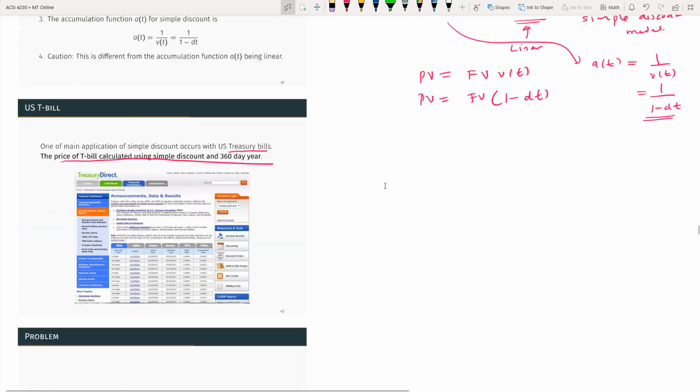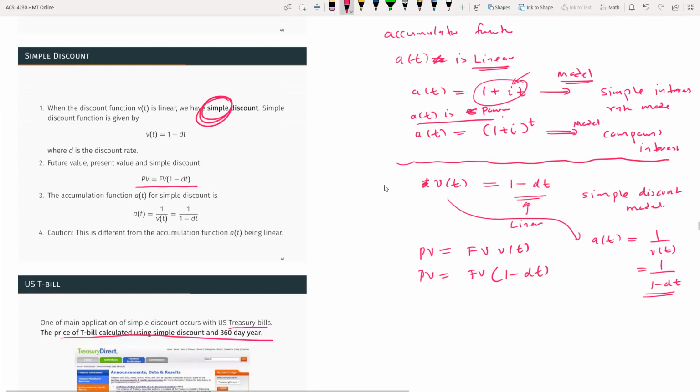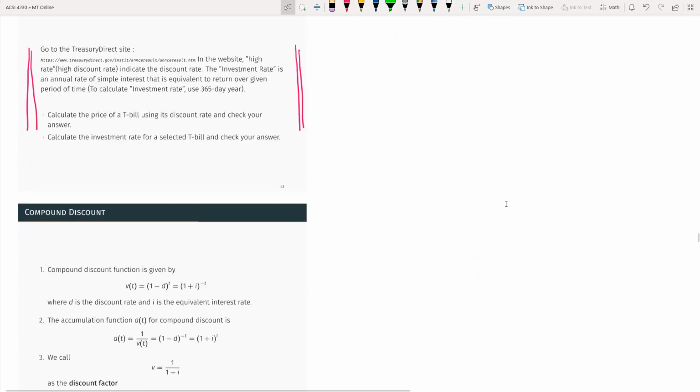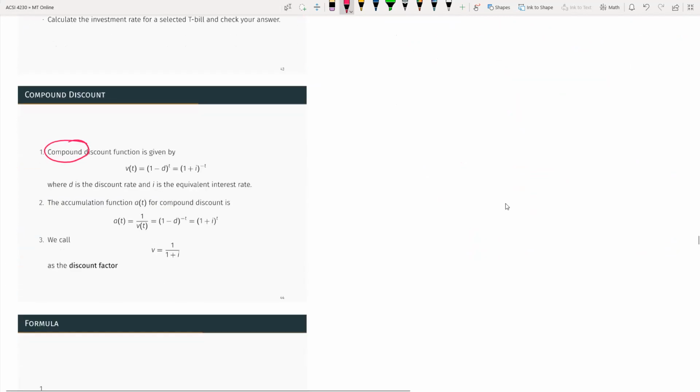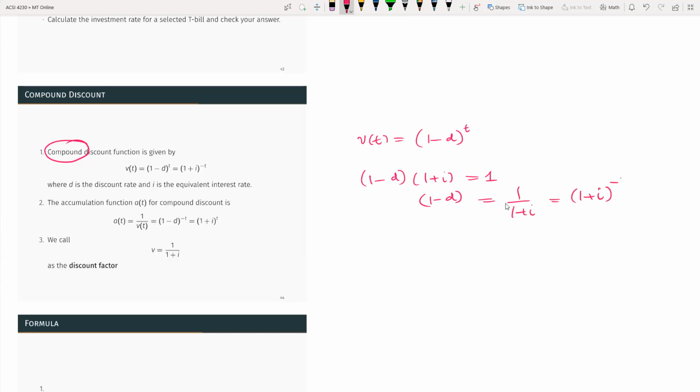Okay, so earlier we defined simple discount. The word was simple. Now we want to define compound discount. How do we define compound discount? We define the discounting function to be 1 minus d to the power t. Remember that 1 minus d times 1 plus i equals 1. So now I can replace 1 minus d using 1 over 1 plus i, or 1 plus i to the power negative 1. So this function, you can even write using the interest rate. So this is simple, this is compound discount.